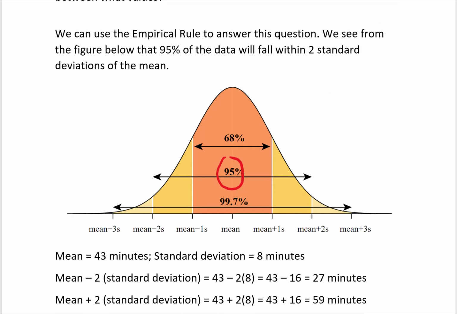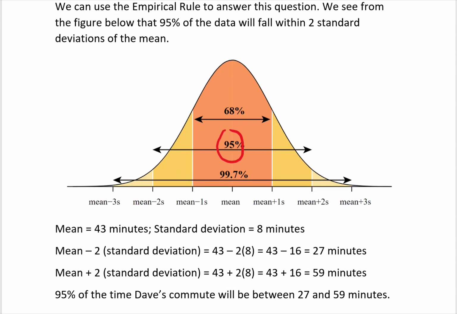So we take the mean and we subtract 2 standard deviations, so 43 minus 2 times 8, or 16, gives us 27 minutes, and 43 plus 2 standard deviations, which is 43 plus 16, gives us 59 minutes. So 95% of the time, Dave's commute will be between 27 and 59 minutes.